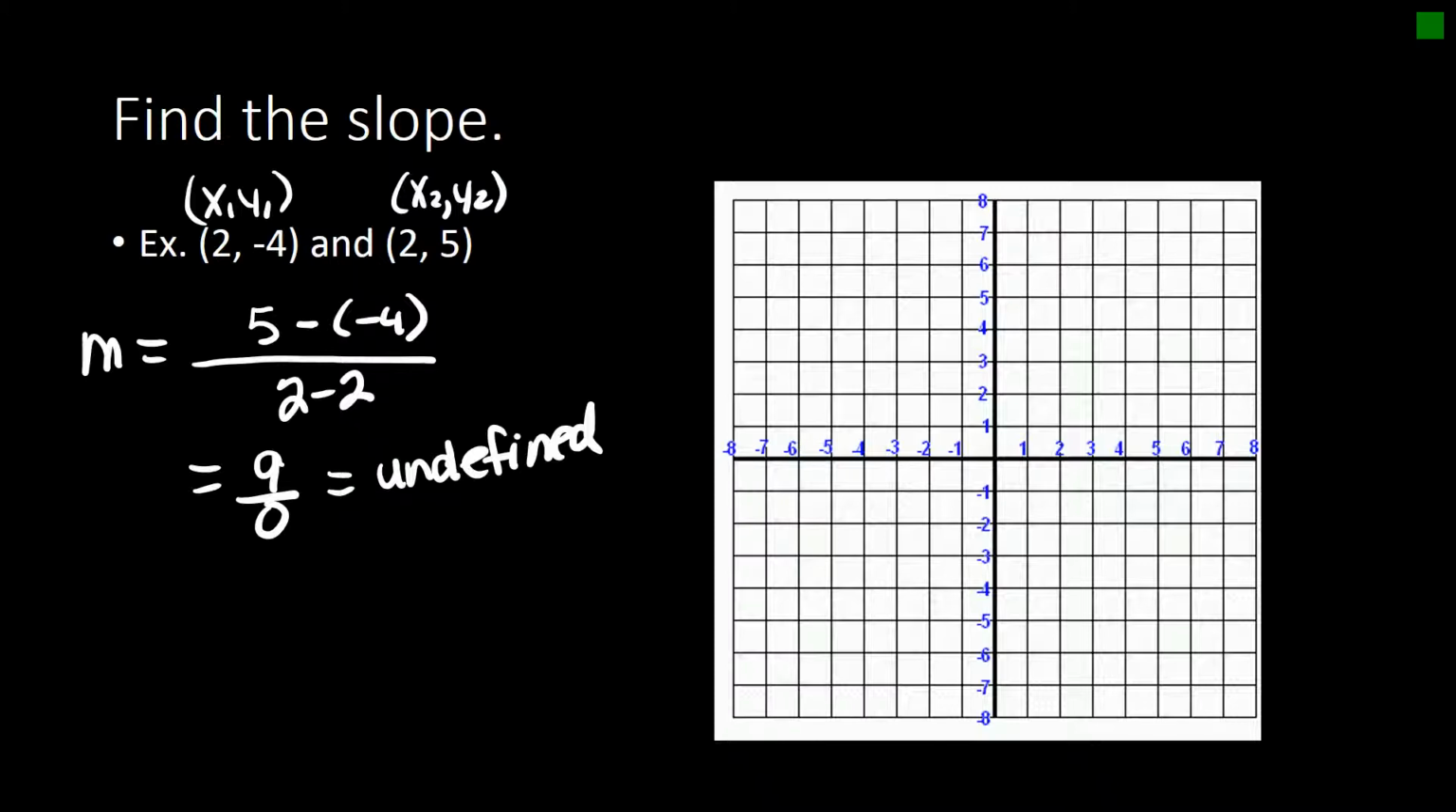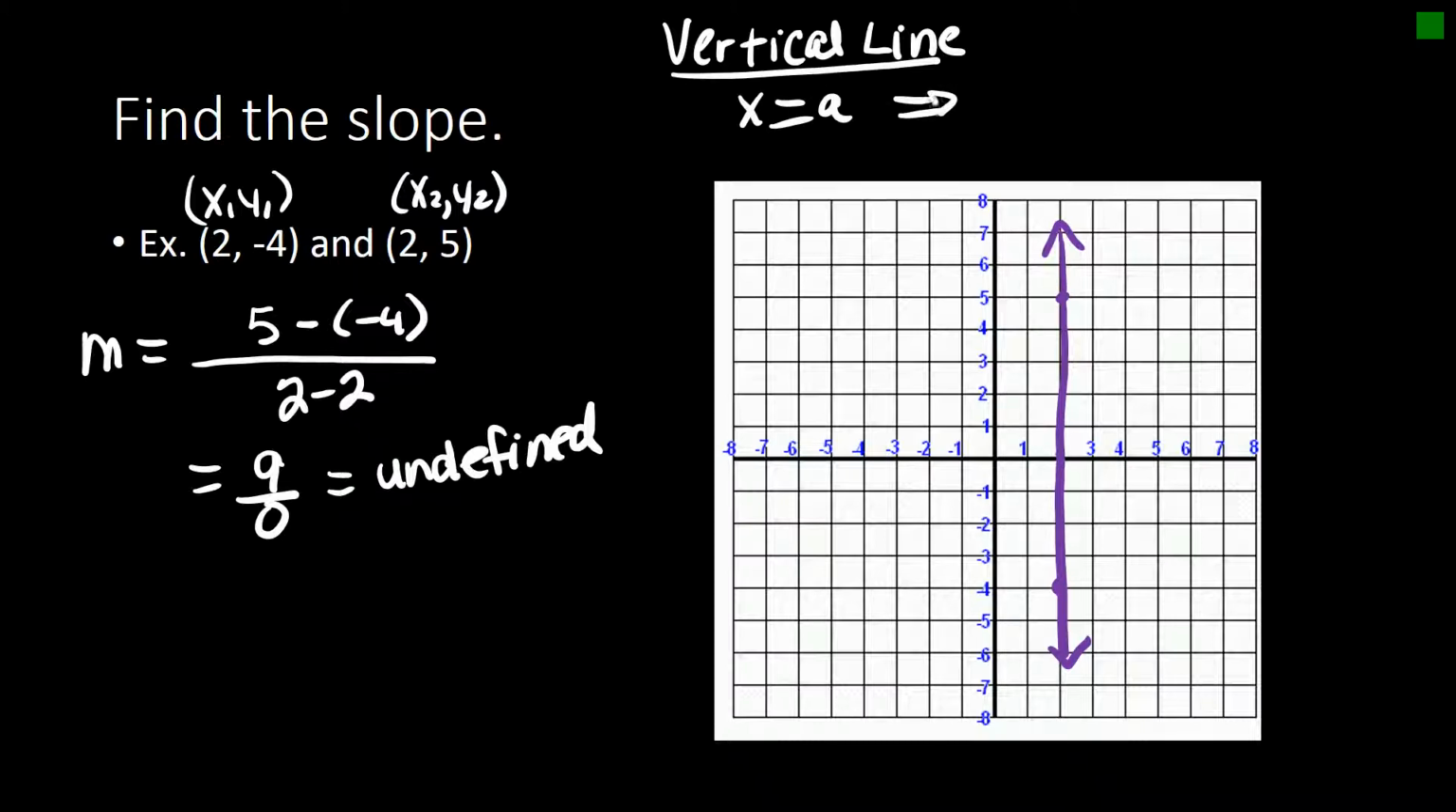So if we plot these points, we have 2, negative 4, and we have 2, 5. A vertical line has the form x equals a, or x equals whatever the x coordinate is. In this case, the equation of this line is x equals 2.